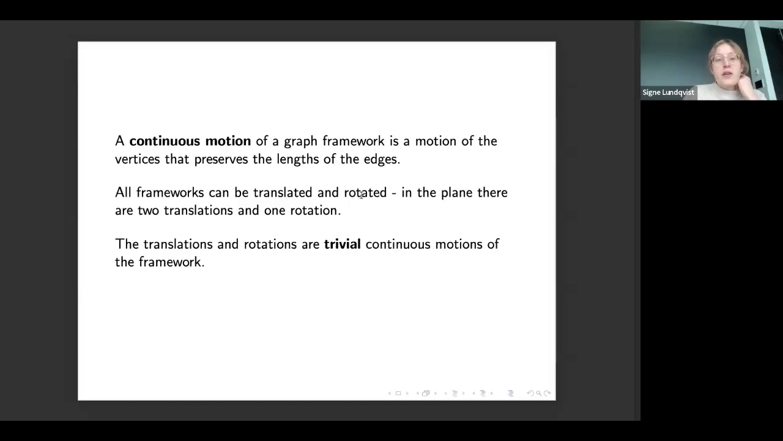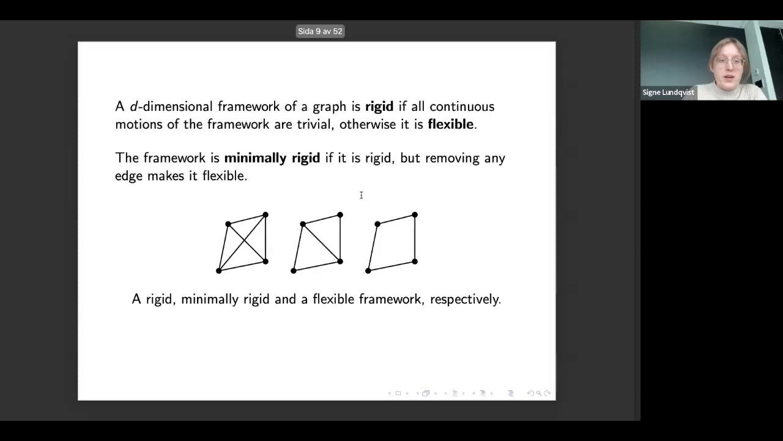And every single framework that you can possibly draw in the plane can be translated and rotated. And in higher dimensional Euclidean space, you have the Euclidean motions, or the rigid body motions, just the transformations of d-dimensional Euclidean space of any framework. And so we say that translations and rotations are trivial continuous motions of a framework. And a d-dimensional framework of a graph is rigid if all continuous motions of the framework are trivial. Otherwise, we say that it's flexible. And we say that a framework is minimally rigid if it's rigid, but removing any edge makes it flexible.